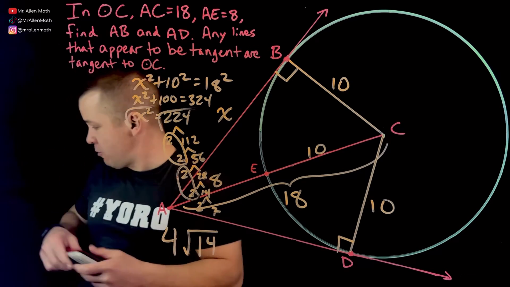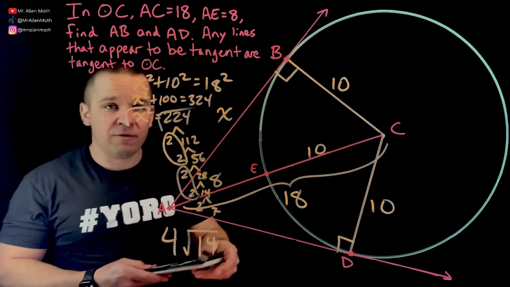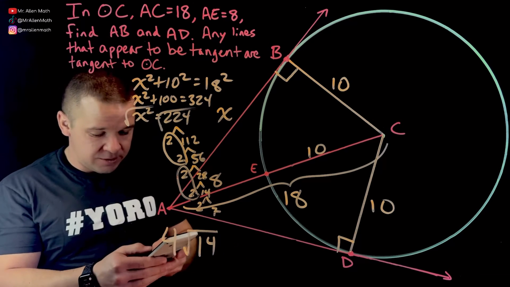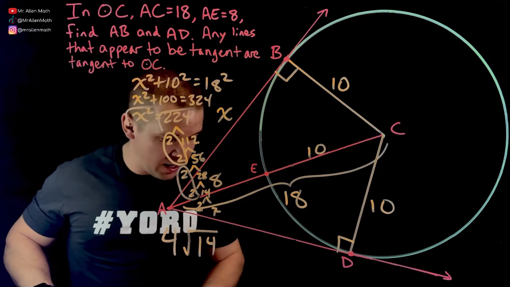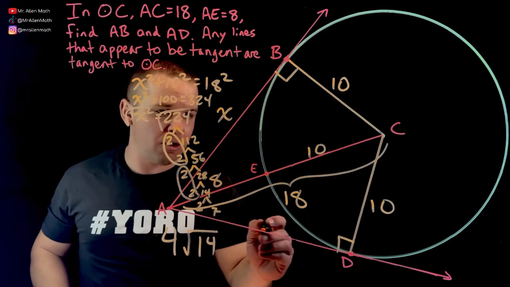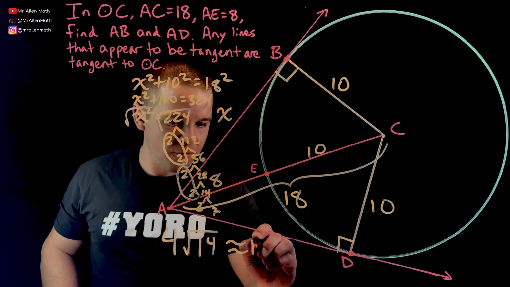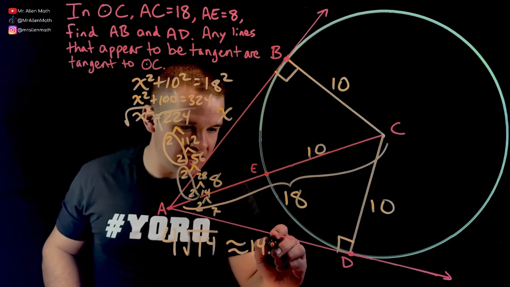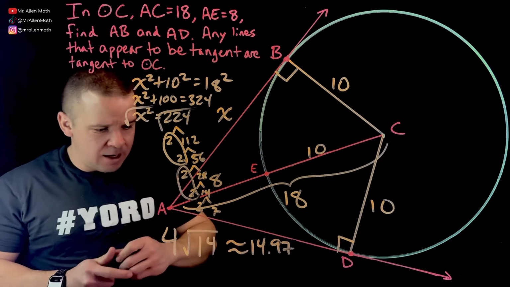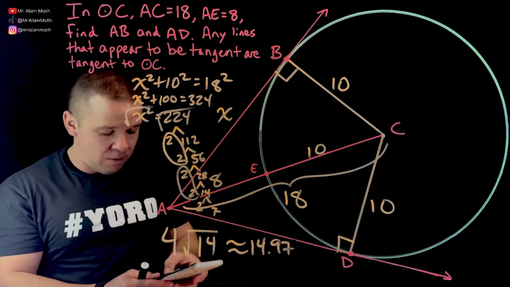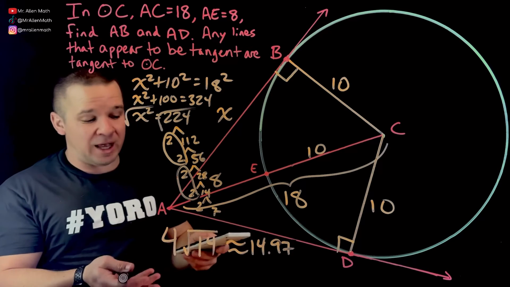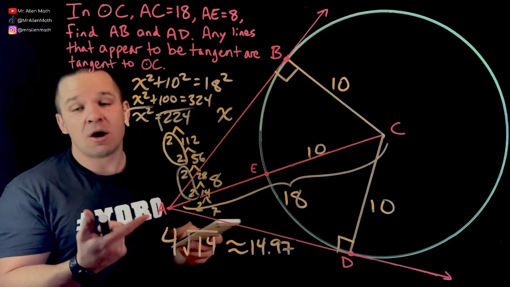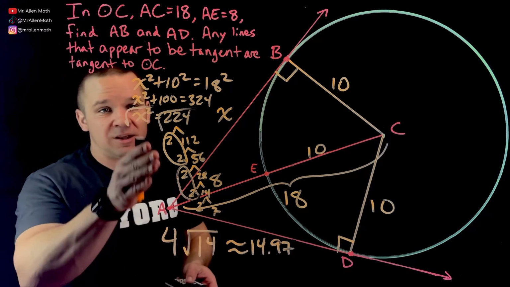I got it buried over here somewhere. We've got the square root of 224, okay? So square root of 224. If I plug that in, I get 14.966. So we'll say 14.97. And then if I were to do 4 times the square root of 14, just to double check my work, I get the same decimal answer. I get 14.9666, same answer. We can see that we properly simplified it.